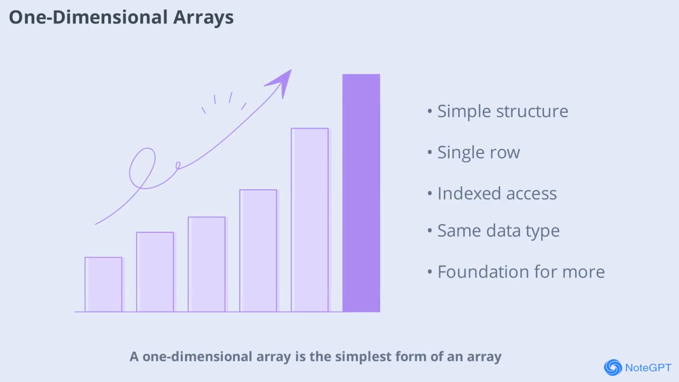A one-dimensional array is the simplest form of an array. It's just a single row of elements, all of the same type. For example, an array of integers might look like 2, 4, 6, 8, 10. You can access each number using its index, starting from 0. One-dimensional arrays are perfect for storing lists of items, such as scores, names, or even objects. They're easy to use and form the foundation for more complex data structures.